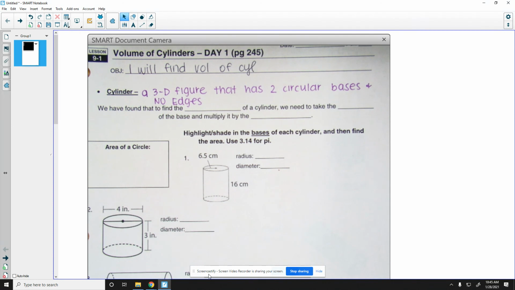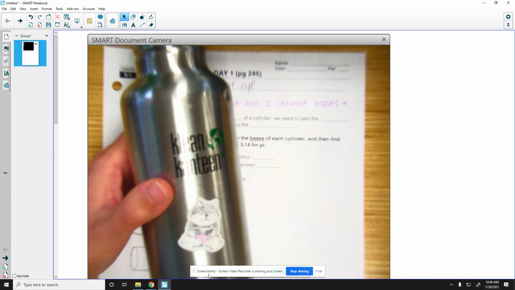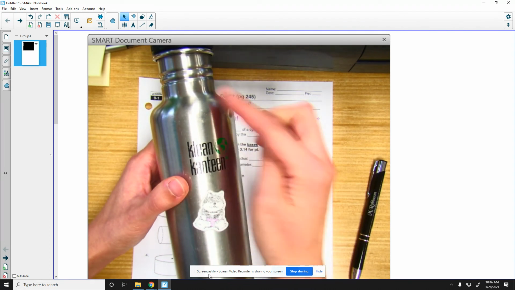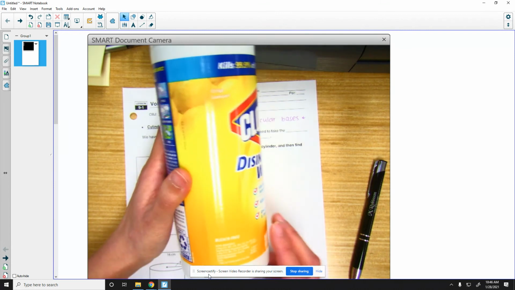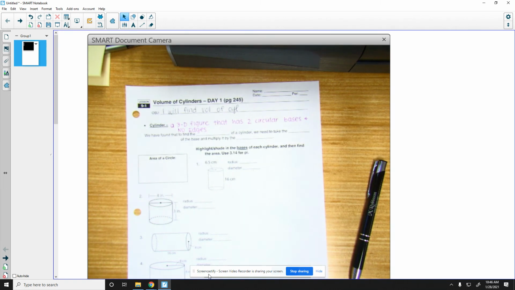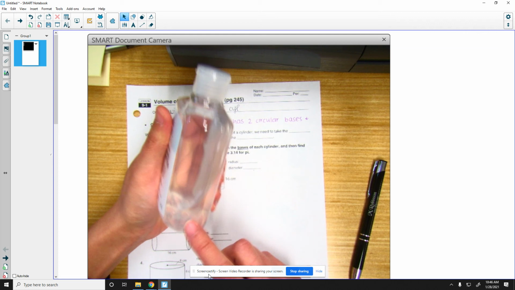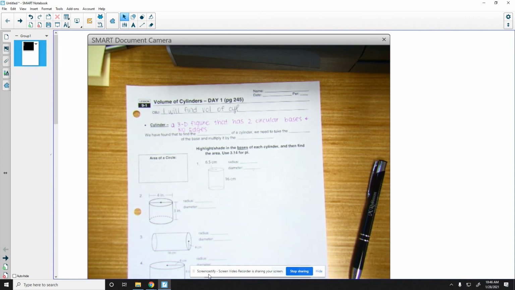Okay, so before we even find volume, let's figure out what volume even means, okay? Volume is how much stuff you can put inside of a shape. Take my water bottle: the volume would be how much water I can fill into this container. My Clorox container, how many Cloroxes can I put in this tiny little tube? My hand sanitizer, how much hand sanitizer can I put in this container? That's what volume means, how much stuff you can put in something.